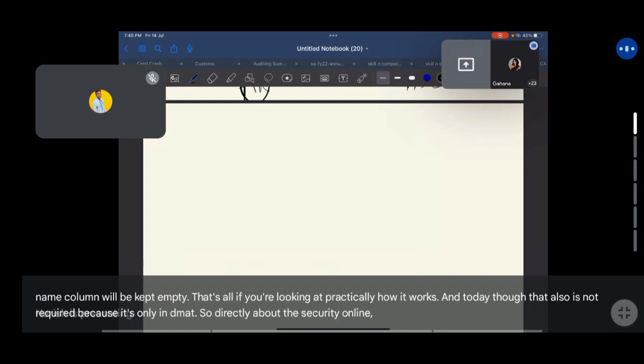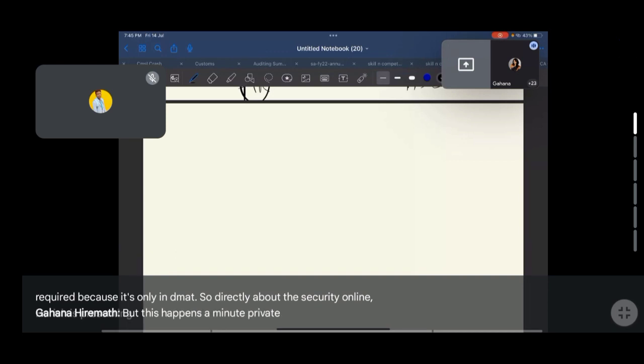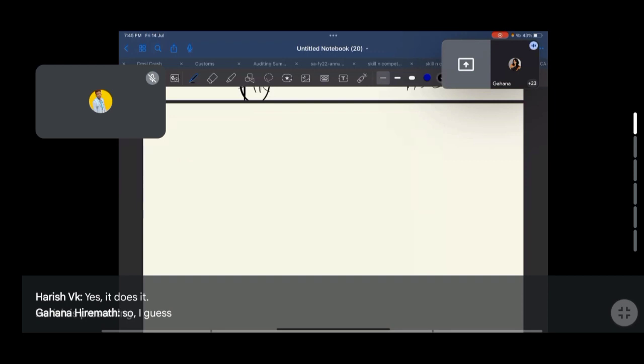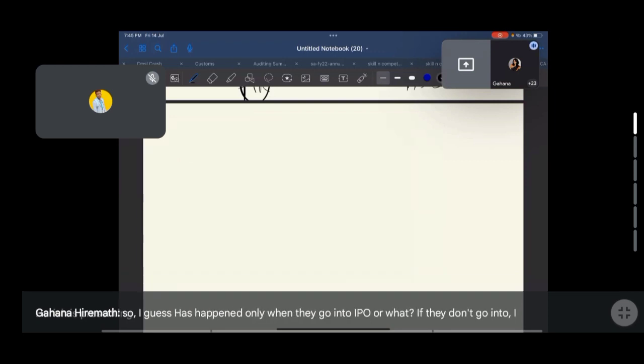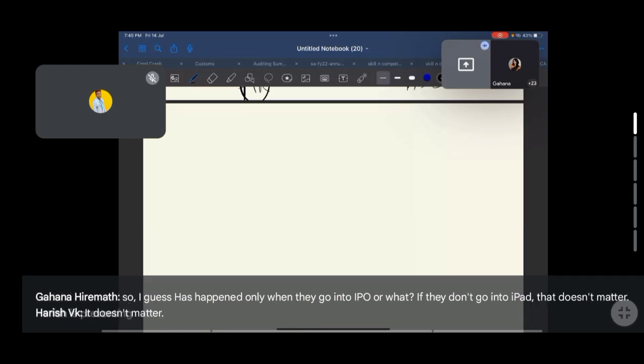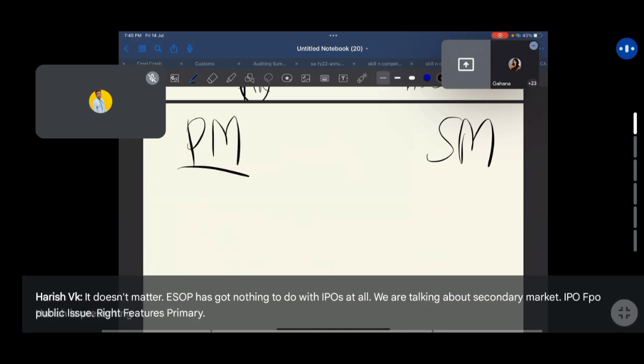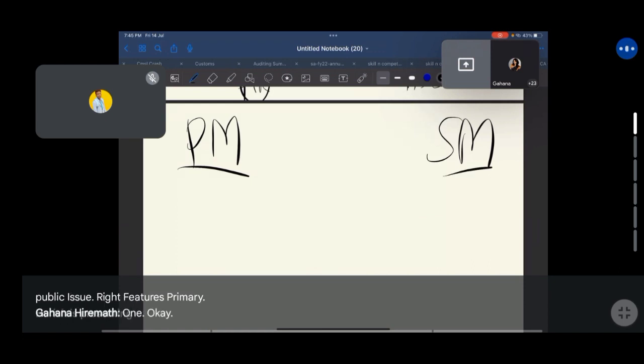Okay, all right. But this happens even in private companies as well. So yes, it does. Does this happen only when they go into IPO, or what if they don't go into IPO? That doesn't matter, is it? It doesn't matter. ESOP has got nothing to do with IPOs at all. We are talking about the secondary market. IPO, FPO, public issue, rights issues, primary market. This is completely different.